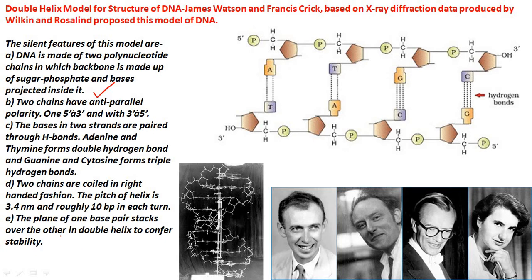The DNA is composed of 2 antiparallel polynucleotide chains or strands that form a double helix around the central axis. The 2 strands are intertwined in a right-handed direction. So 2 chains, here it is. The 2 chains have antiparallel polarity, one from the 5' end and the other from the 3' to 5' end. The bases in the 2 strands are paired through hydrogen bonds: adenine and thymine form a double hydrogen bond, and guanine and cytosine form a triple hydrogen bond. The 2 chains are coiled in a right-handed fashion.